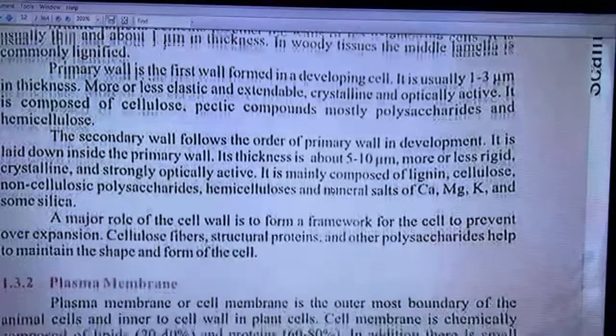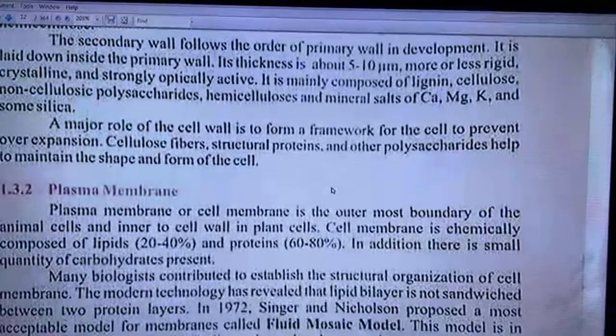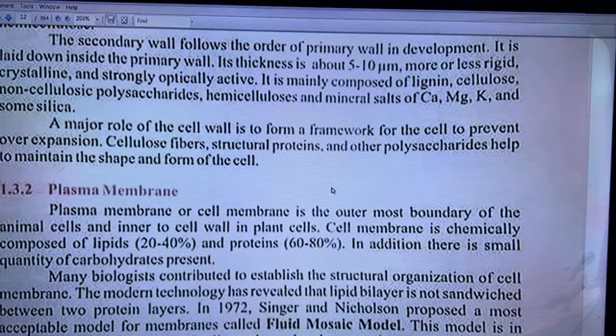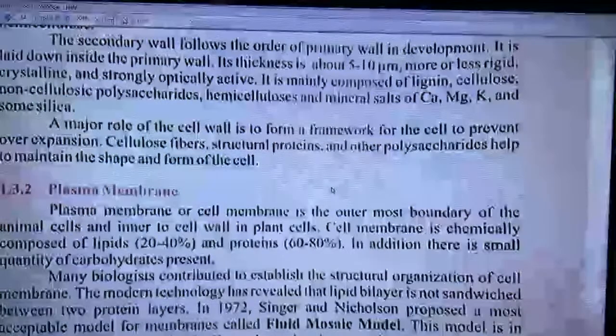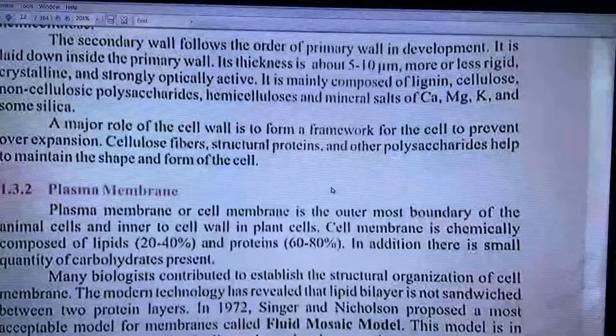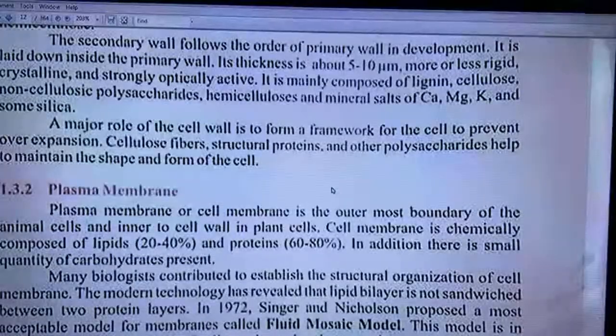The secondary wall follows the primary wall in development. It is laid down inside the primary wall. Its thickness is about 5 to 10 micrometers, more or less rigid, crystalline, and strongly optically active. It is mainly composed of lignin, cellulose, non-cellulosic polysaccharides, hemicelluloses, and mineral salts of calcium, magnesium, potassium, and some silica.